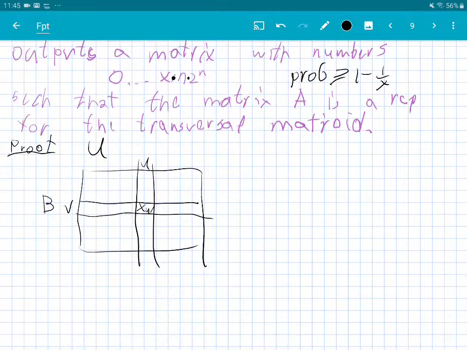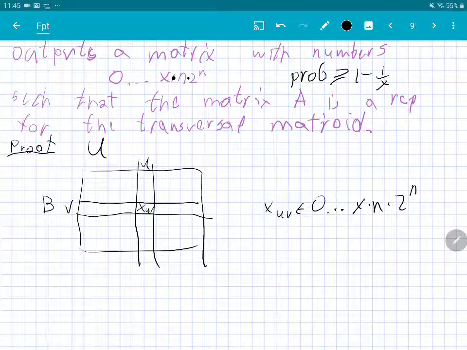And now the claim. Let me first see what algebraically we need, and then I will show you how to get a matrix. But the idea is essentially that for every one of those variables, we're going to choose a value randomly from this range, right? 0 to x times n times 2 to the n. We're going to just randomly choose a value. That's what will be written there.